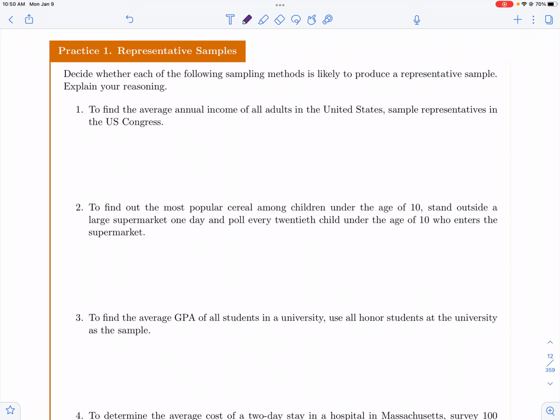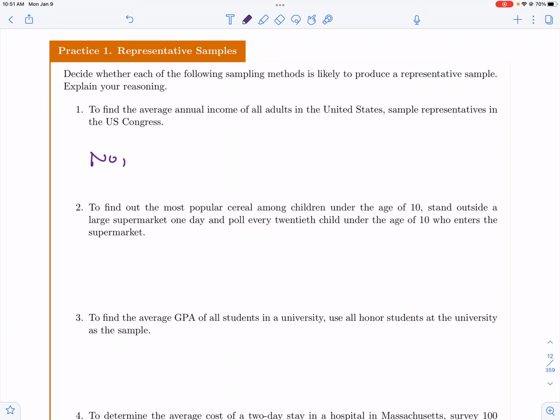If we're trying to find the average annual income of all adults in the United States, we decided to sample the representatives in Congress. Is that going to be representative? No. In this case, there's only so many congressmen, they're guaranteed a certain amount of money, and so their salary is definitely not going to be representative of a whole population.